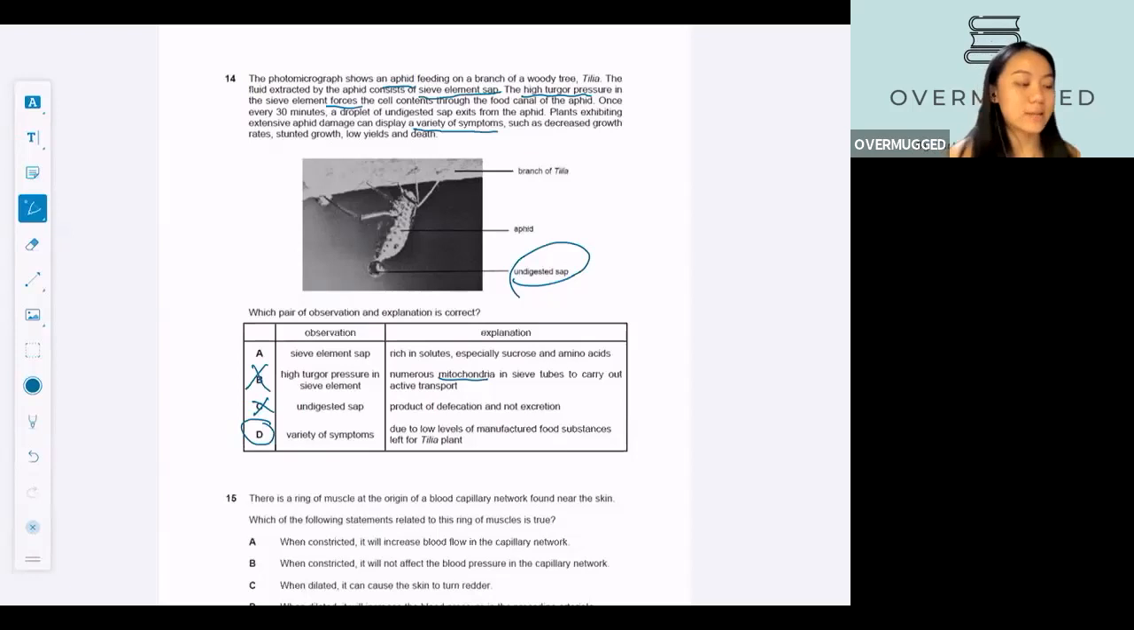So the observation is that plants exhibit extensive aphid damage, which means that the plants have a lot of aphids feeding on them. They are feeding on the phloem, what's in the phloem. So the aphid is basically taking the plant's food, right? Your sucrose, your amino acid. So therefore, it shows all these things. The plants would show a decreased growth rate, stunted growth, low yield, and death. It's because of the aphid.